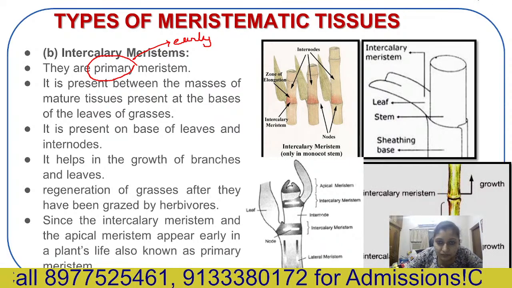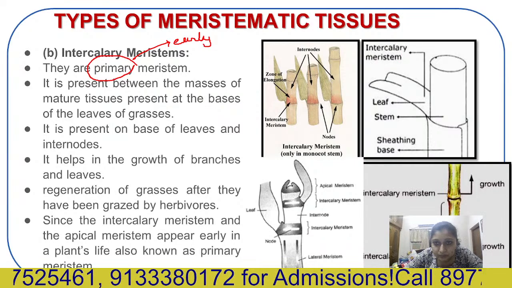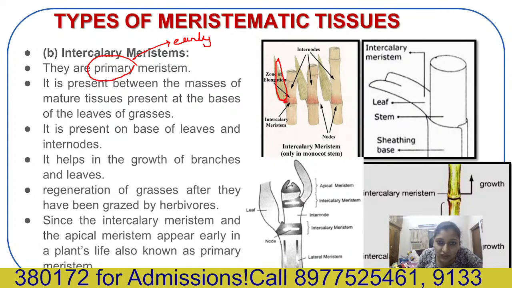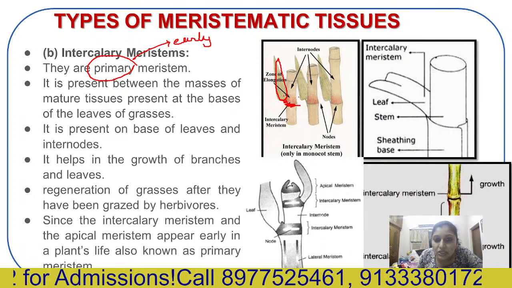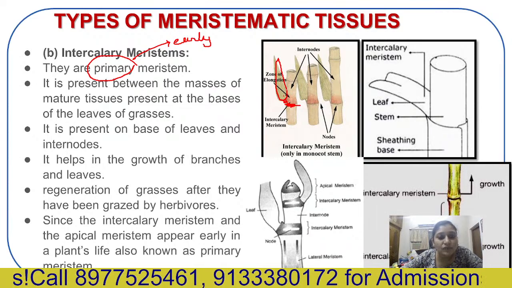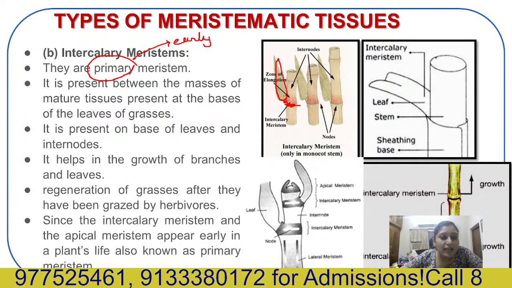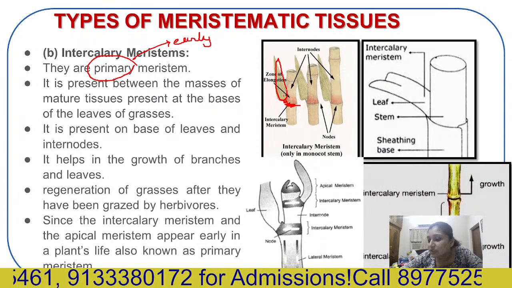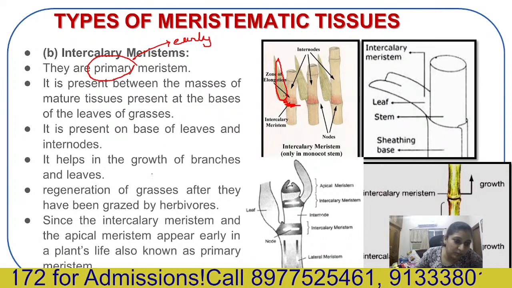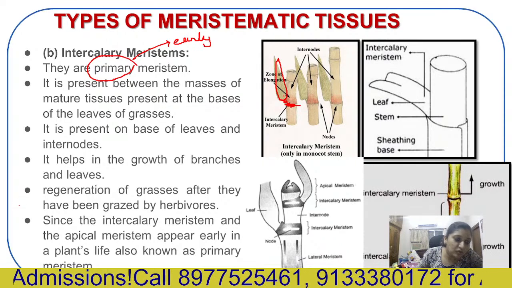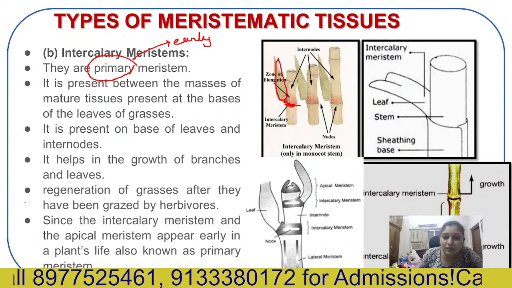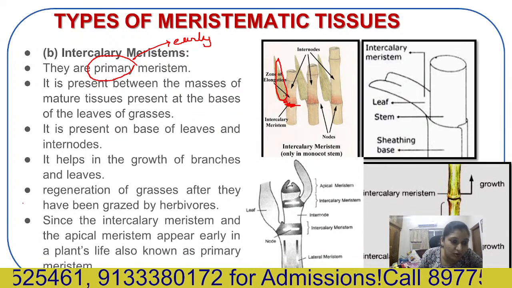Look here in the diagram. This is leaf, this is leaf, and this is base of the leaf. So here it is located, at the node region or the internode region. So present on the base of the leaves and internodes. So it helps in the growth of the branches and leaves. So regeneration of grasses, most important point for NEET purpose. Most previously asked question in the previous year question papers. This is important.